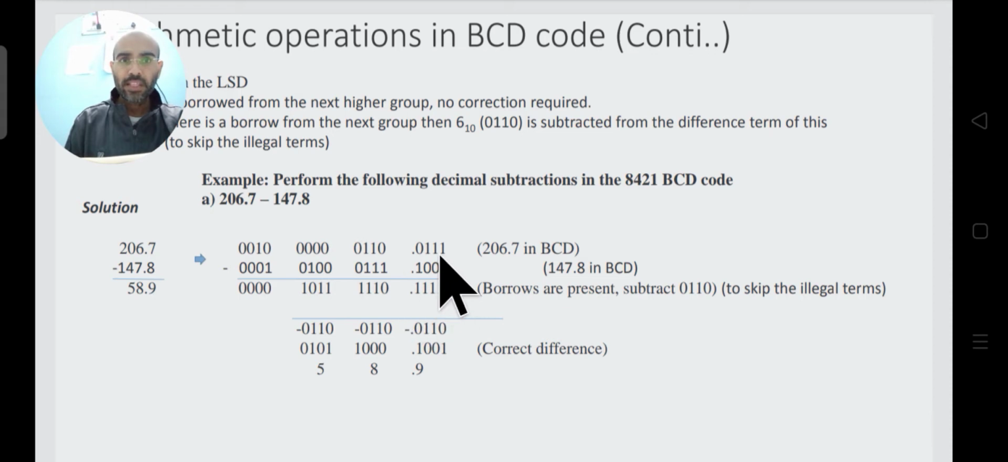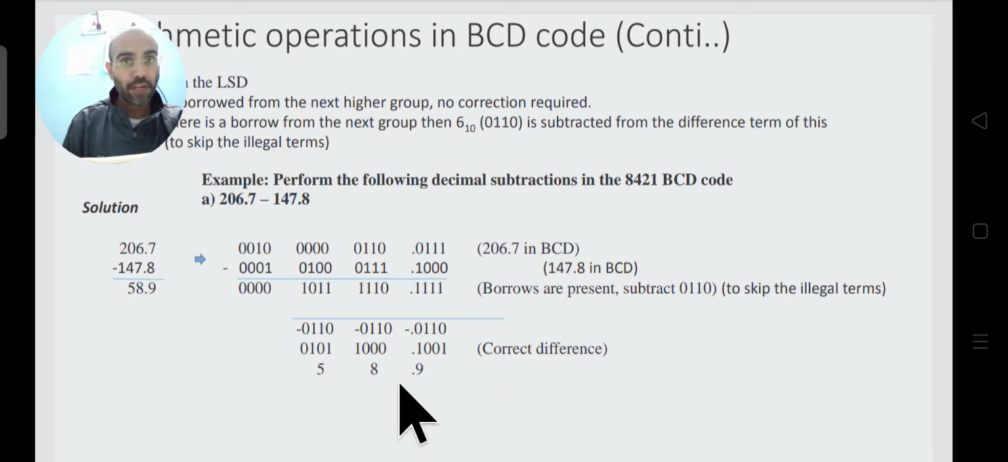In this case the possibility of illegal codes will not be there, because illegal codes only come when the value is above 10. But because we are subtracting, illegal codes should not come here, though there will be a borrow. If there is a borrow, then we have to subtract 6 from it. Subtracting this, each of the codes is now a legal code, so we represent it with its decimal equivalent.